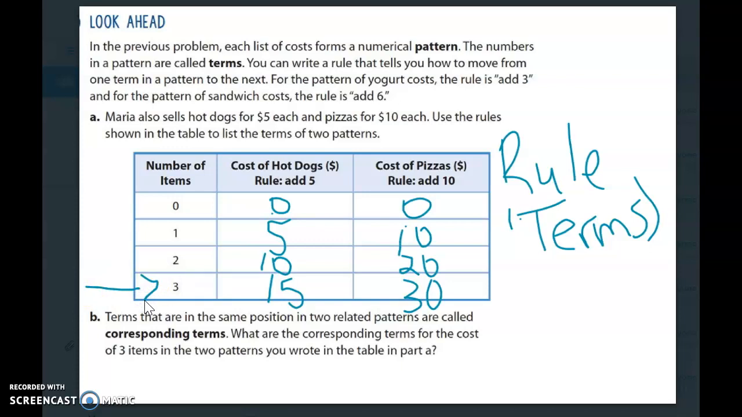That pattern that we were talking about before, what's the pattern for 15 and 30? Well, it's times 2, right? 15 times 2 is 30. So that's the pattern or the corresponding term for number of items of 3, and then $15 for 3 hot dogs, and then $30 for 3 pizzas.